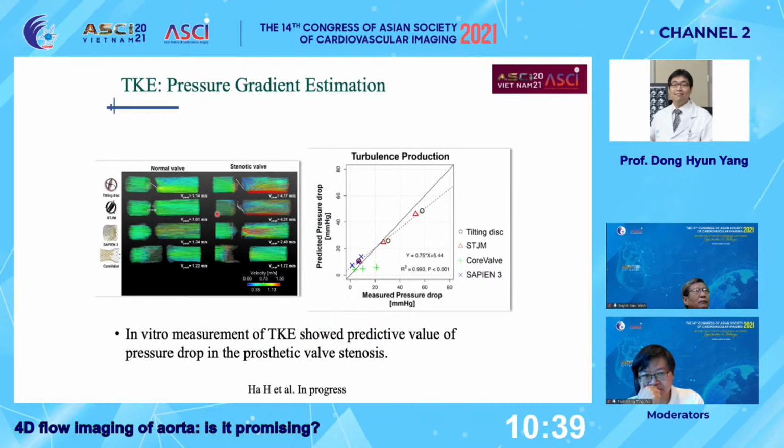In prosthetic valve stenosis, velocity-based estimation of pressure drop has clear limitations because the vena contracta does not form clearly as compared with the simple type of stenosis. In this phantom study, TKE showed a nice predictive value of pressure drop in prosthetic valve stenosis.